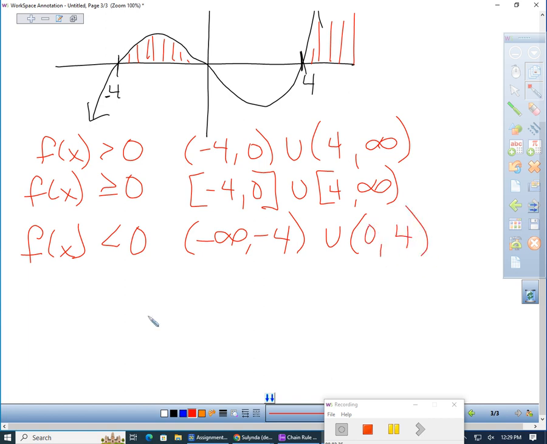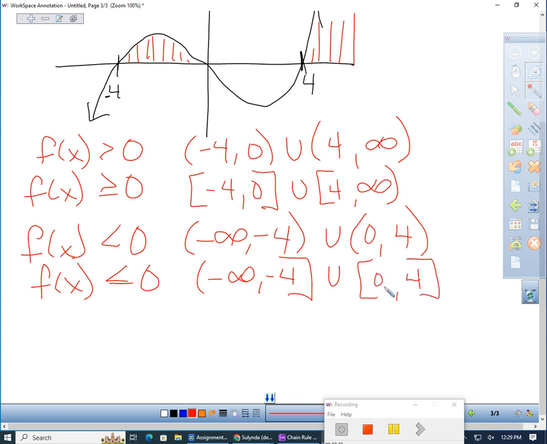There you go, good. And then if we did f of x is less than or equal to 0, it would be -infinity to -4 with a bracket, and then a union, a bracket, 0 to 4 with a bracket, right? You guys recall doing this before? Okay, so again, this lesson should not be too hard because we've already talked about it before.